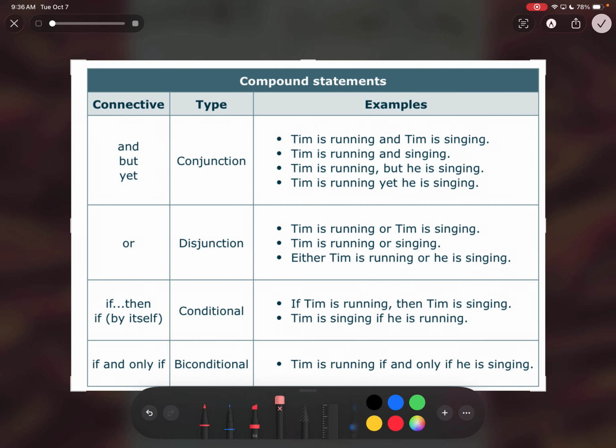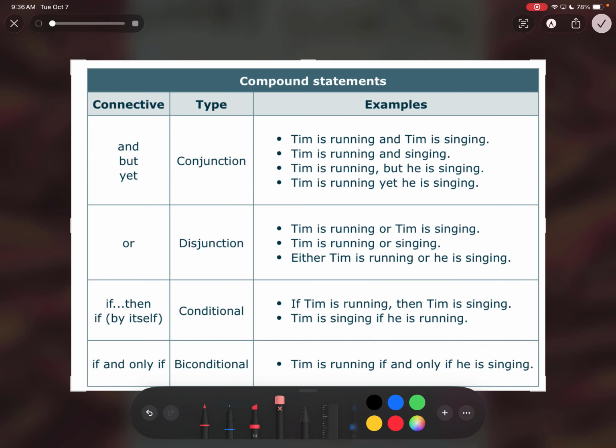We don't go too much into this. This is more English than I like, but we may see these words every once in a while. A conjunction is and, but, or yet. So the two statements they have here are Tim is running and Tim is singing, right? Tim is running could be proven true or false. Tim is singing could be proven true or false. That makes it compound because I'm putting two together.